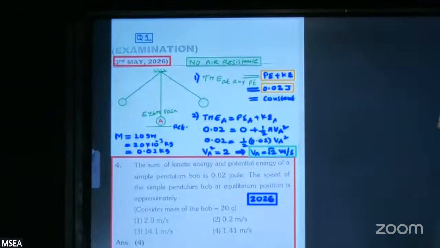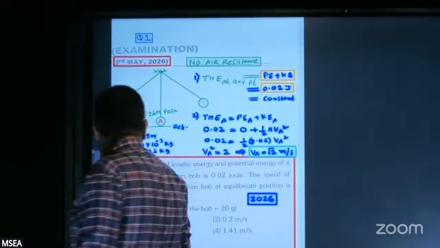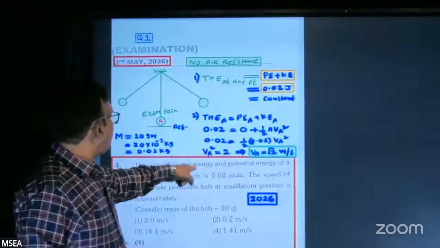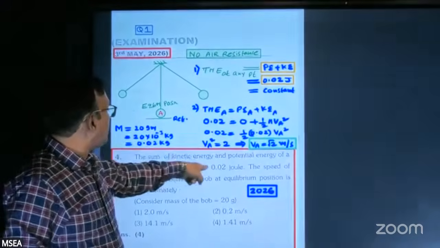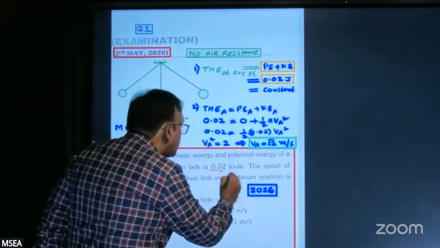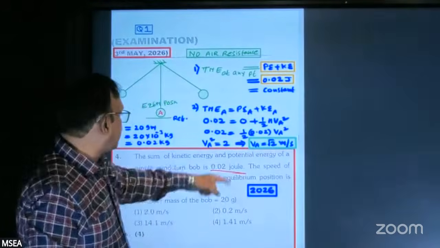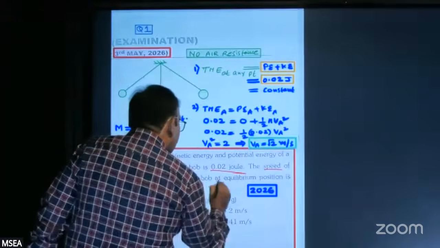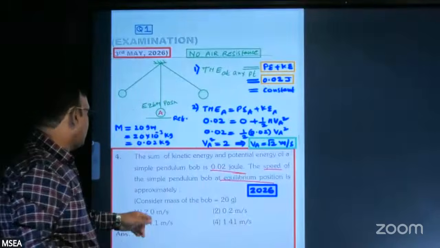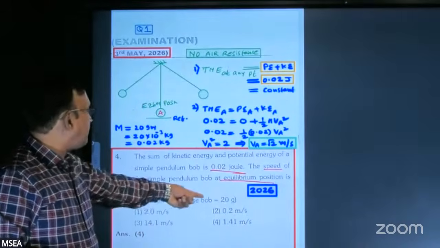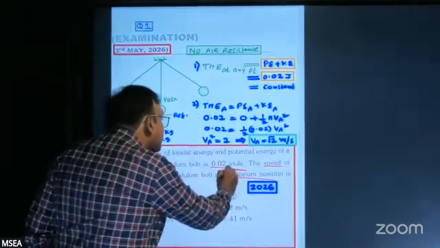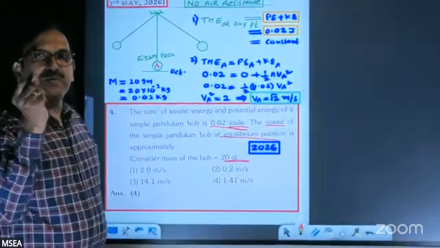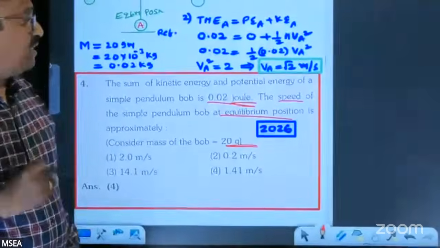The first question right here has come in NEET 2026. The sum of kinetic energy and potential energy of a simple pendulum bob is given as 0.02 joules, directly given in SI system. What is the speed of the bob when it is at the equilibrium position? He is asking approximately, and the mass of the bob is given in grams. This is given in SI system, this is given in grams. There's only one twist in the question, the difference in units, otherwise a soft question.